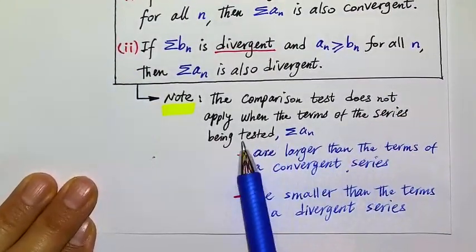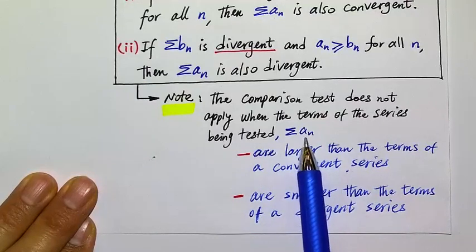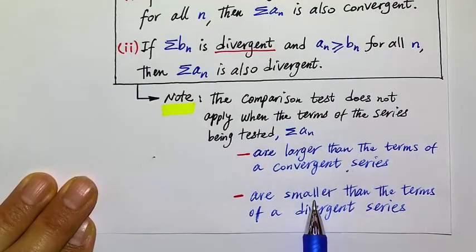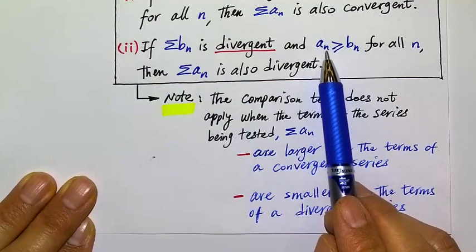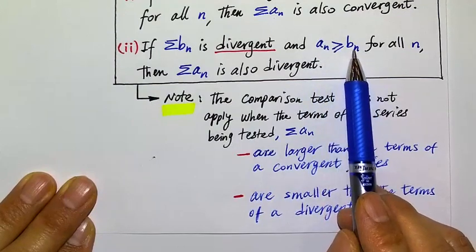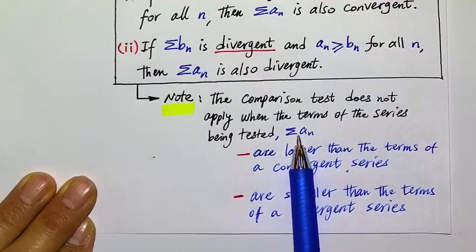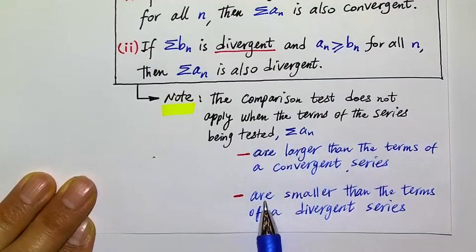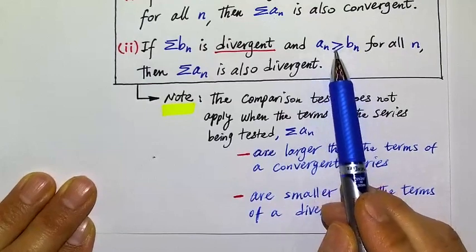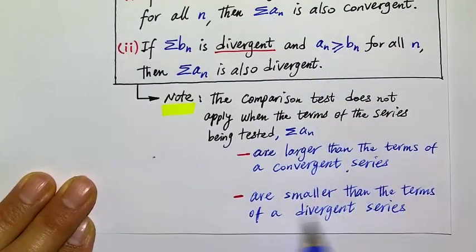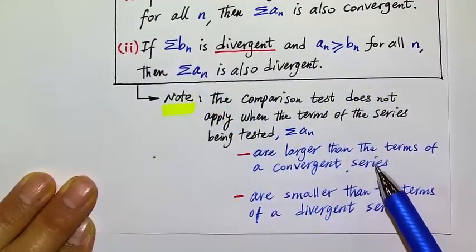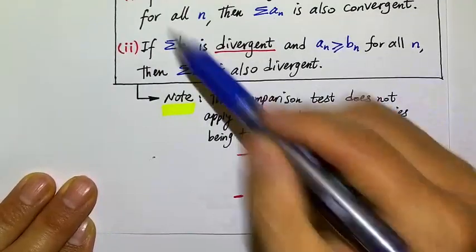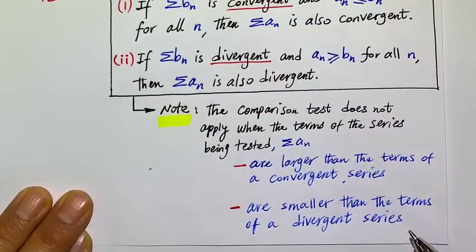By the same token, for case 2, notice that the terms in the series we're testing should be larger than the series we've picked. But if the terms in the series being tested are smaller, the opposite of that, than the terms of the divergent series, then this does not apply. So these are cases where this comparison test does not apply.